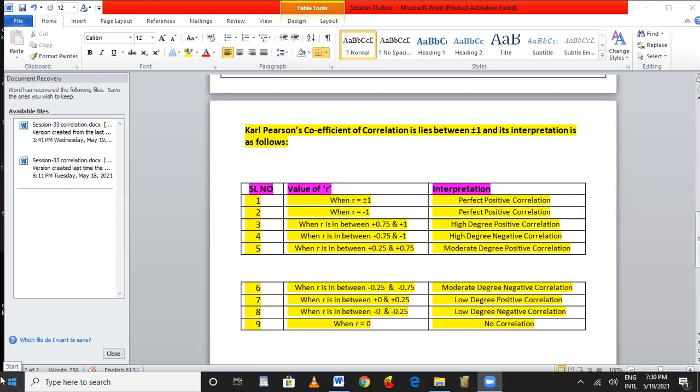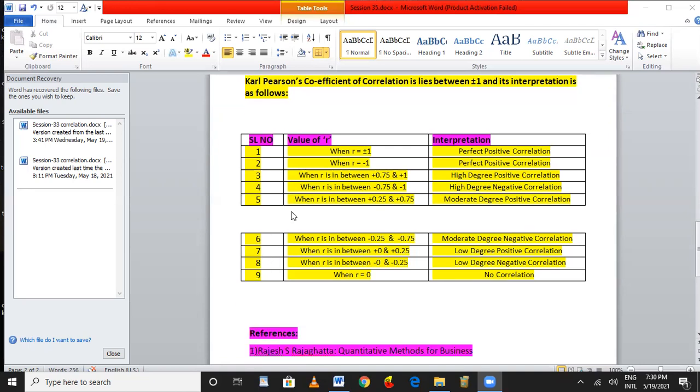Here, if you get the correlation coefficient as plus 1, it is perfect positive correlation. If you get the correlation coefficient as 0, there is no correlation, no relationship between the two phenomena, two variables, two series. In this way, we can interpret the data which has been given to us, and the management will take a decision on what to do next with the help of the correlation analysis.